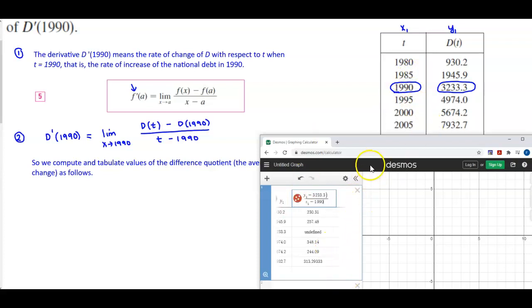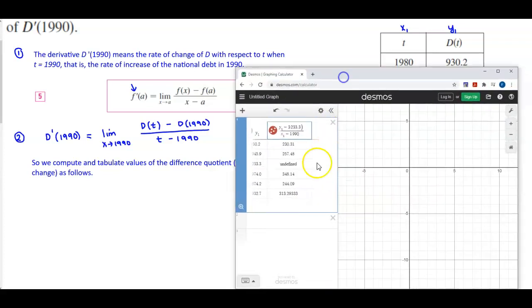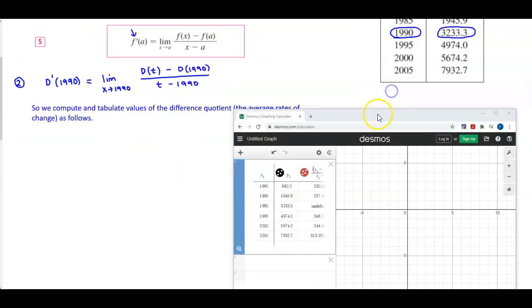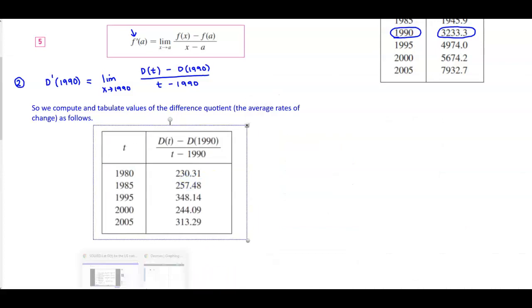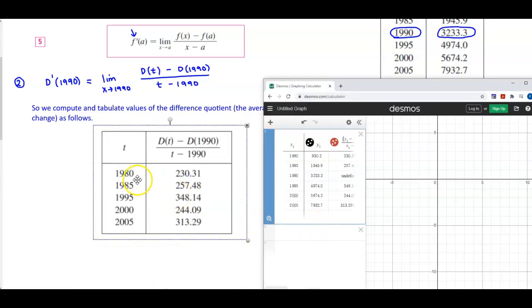So therefore, it's going to give us this table. Let's see what this table looks like here. If we plug in our table, here's our table. See if that matches here. The slope for 1980 is 230.31, 1985 is 257.48, which matches, 1995 is 348.14, 2000 is 244.09, and 2005 is 313.29.